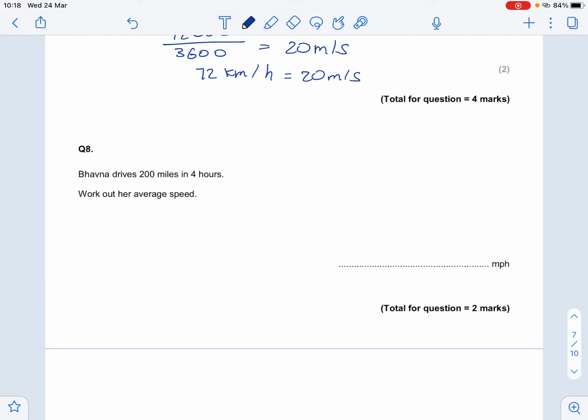Then the next part, someone drives 200 miles in 4 hours, average speed. So speed is just equal to distance over time. Distance is 200 and time is 4, so you have 50.